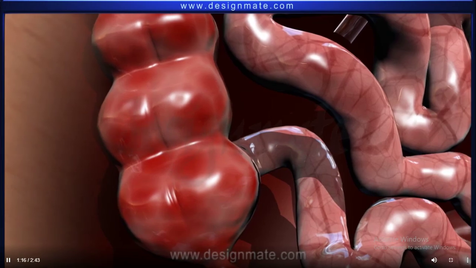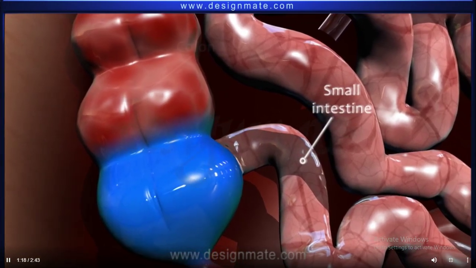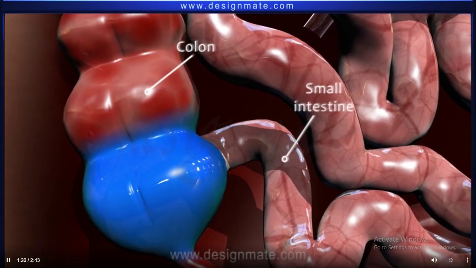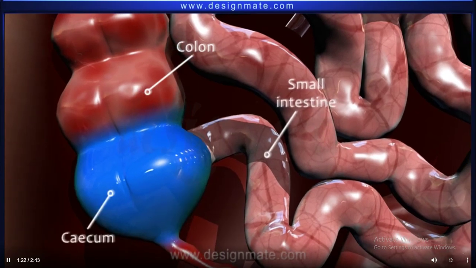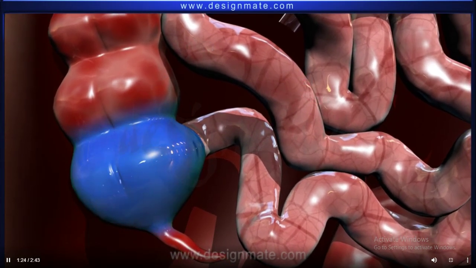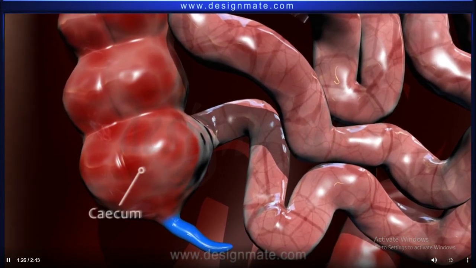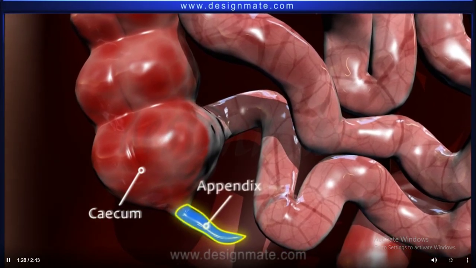At the juncture where the small intestine opens into the colon, a small and blind sac is present, which is known as the cecum. A small finger-like projection emerges from the cecum. It is known as the appendix.